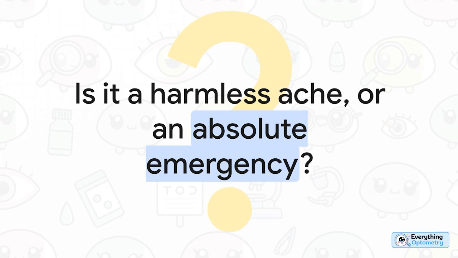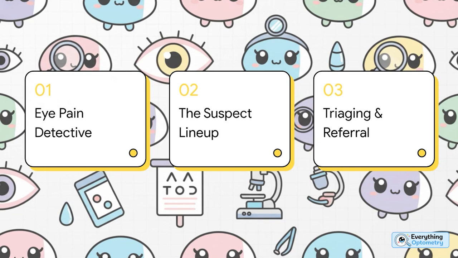Listen, your job isn't just finding the root cause of the pain. Your actual job is recognizing dangerous eye pain immediately. We've got to figure out whether we're looking at a harmless ache, a sight-threatening condition like acute glaucoma, or a genuinely life-threatening emergency hiding behind what seems like a simple headache. To do that, we're going to build a clinical diagnostic funnel. First, we'll become the eye pain detective. Then, we'll run through the suspect lineup. And finally, we'll tackle triaging and referral.